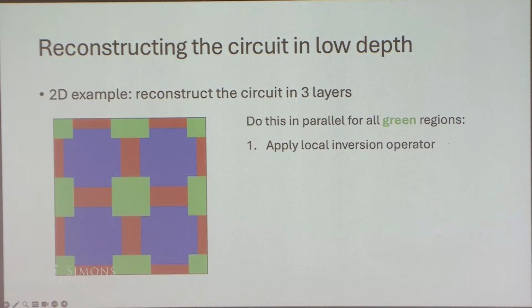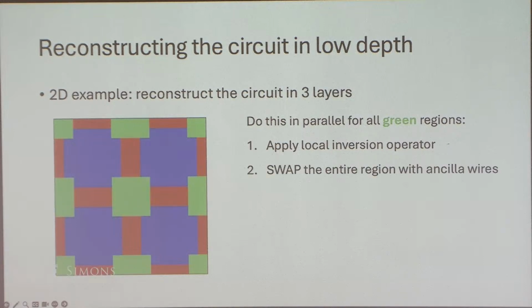OK, so the first thing is that we will try to do this in parallel for all green regions. Step 1 is to apply local inversion operator for each green color. Notice that each green region is far away from every other green region. And therefore, this local inversion can happen all in parallel at the same time because they do not interfere with each other. That's fine. So the second step is to swap each of the entire green region with new ancilla wires. So now you may be wondering, OK, so you want to introduce ancilla, which can be like far away, right? So how do you connect the system and the ancilla? Maybe this swap is kind of long range.